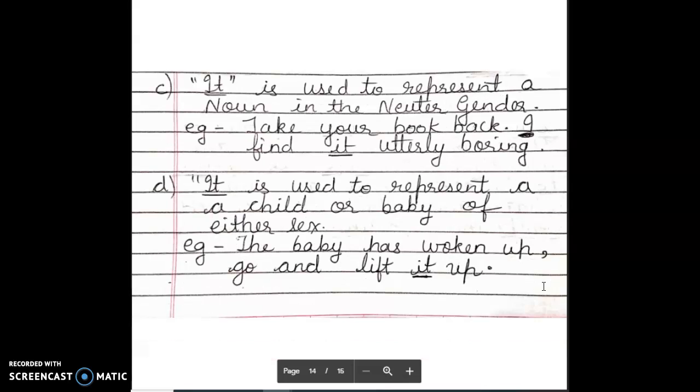Then lastly, it is used to represent a child or a baby of either sex, right? For a child or a baby, we never say he or she. We always say it. So the baby has woken up, go and lift it up. So here we are saying it about the baby. So this is an impersonal pronoun. These are a few ways, there are many, but with this session I'll end here.